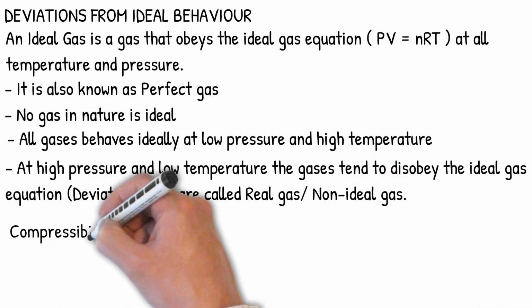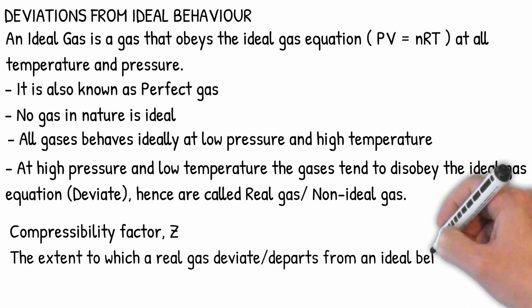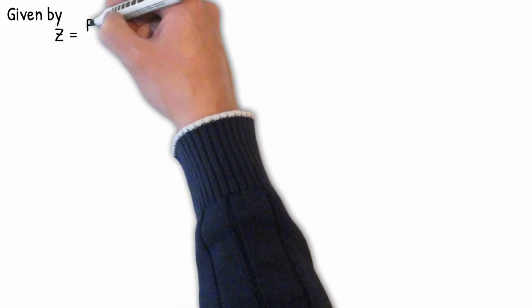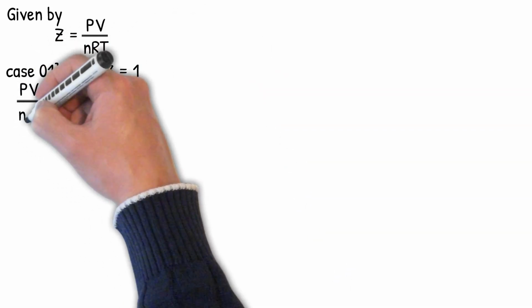Compressibility factor Z. The extent to which a real gas deviates or departs from ideal behavior can be determined by using the compressibility factor Z, given by Z equals PV divided by nRT. Case 1. When Z equals 1, it means PV divided by nRT equals 1.